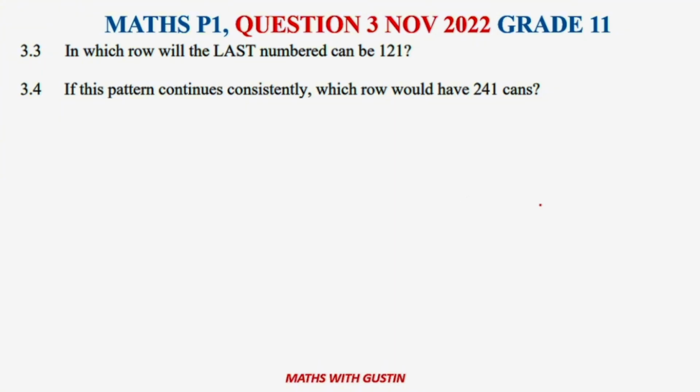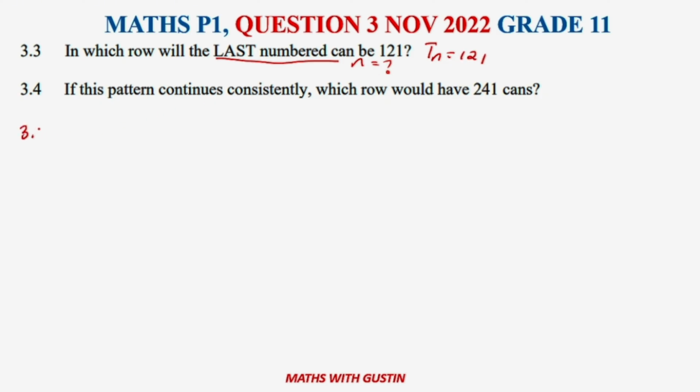All right, 3.3 says: in which row will the last numbered can be 121? Basically, they are asking us to find n. This is 3.3. They are asking us to find n, so it means they've already given us Tn. Our Tn is 121.